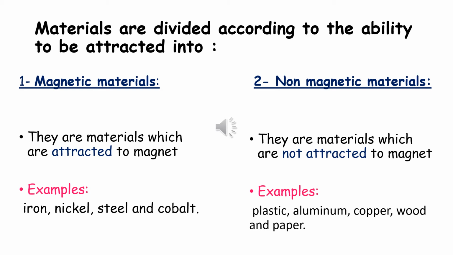What about the non-magnetic materials? They are materials which are not attracted to the magnet. Like what? Like the plastic, aluminium, copper, wood, and paper.